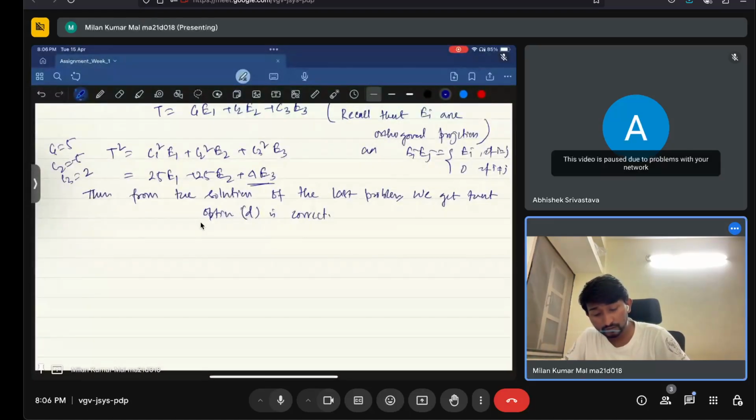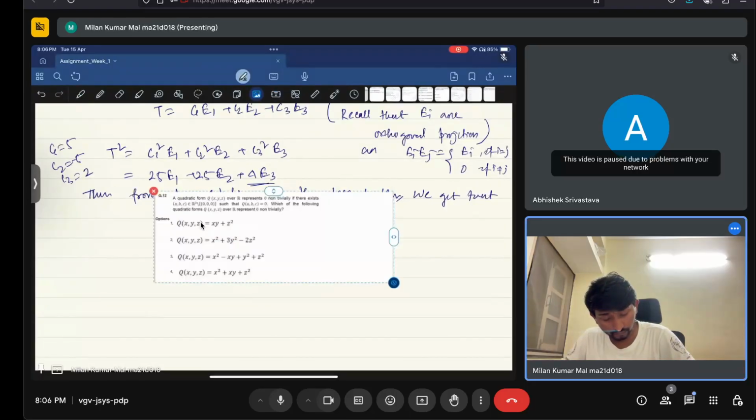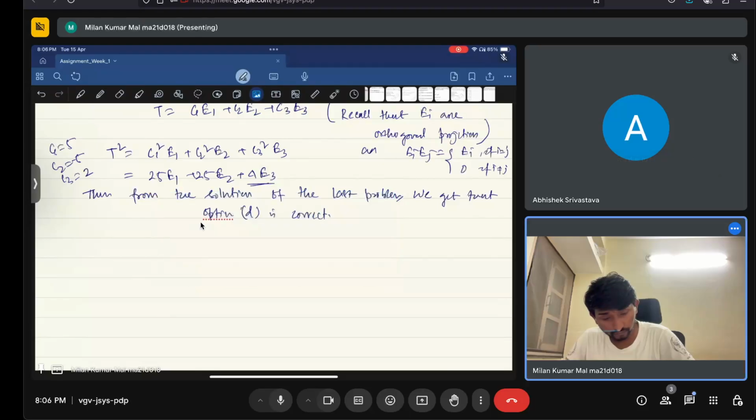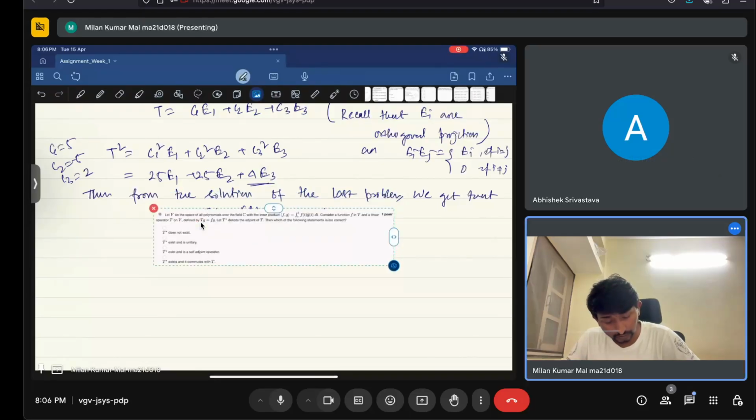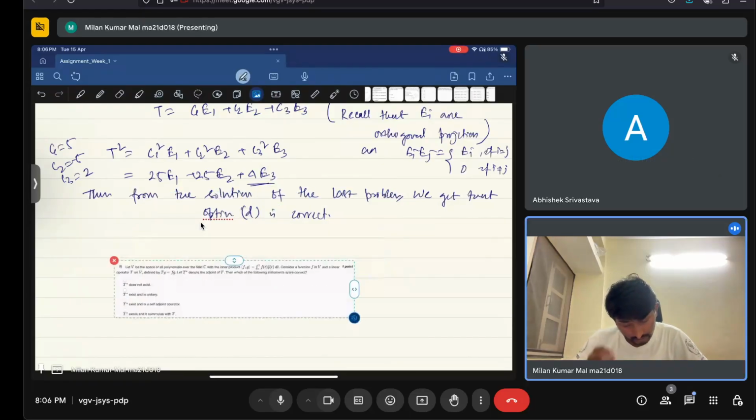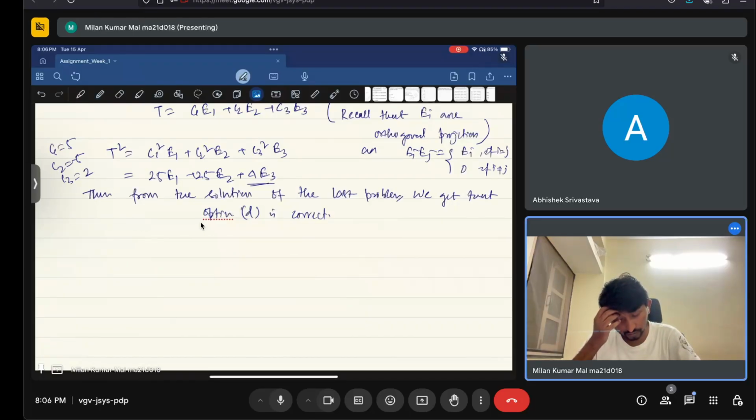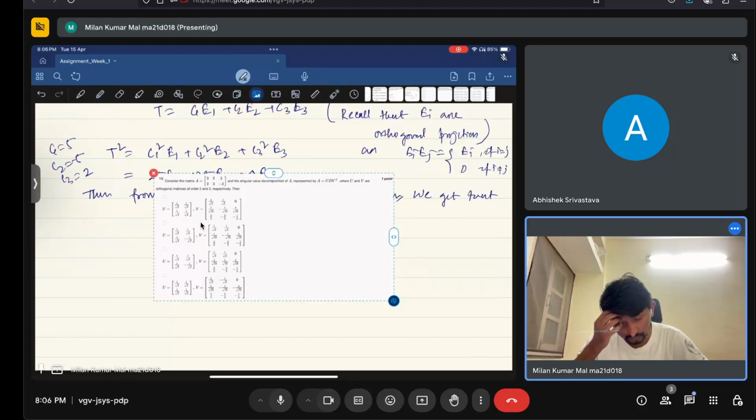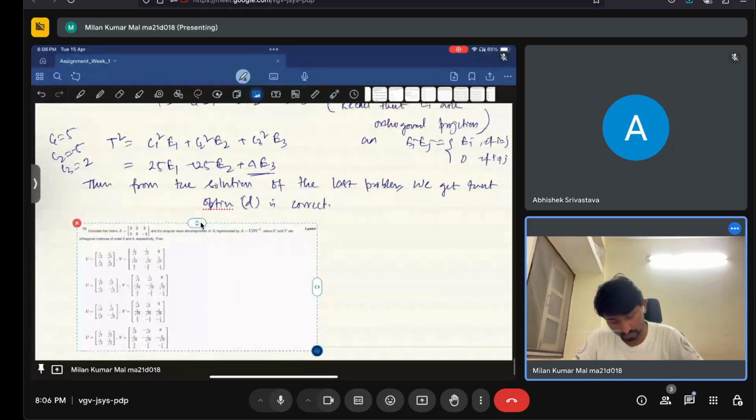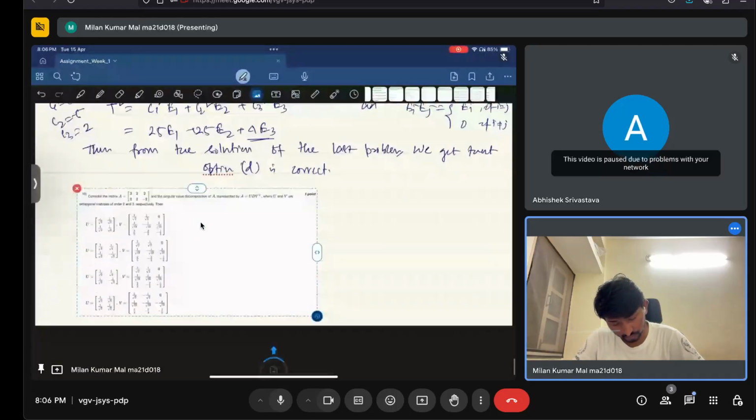Okay. So I think we have done this in the last class, so I will not go through this one. This is the last problem. I think this is visible.